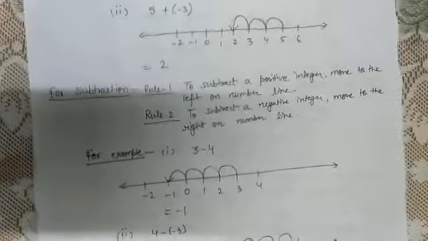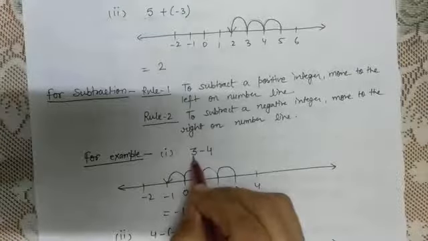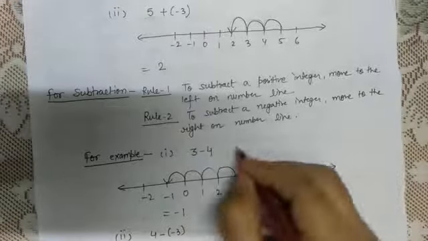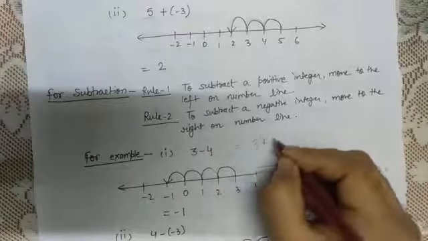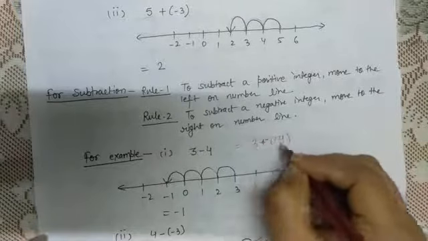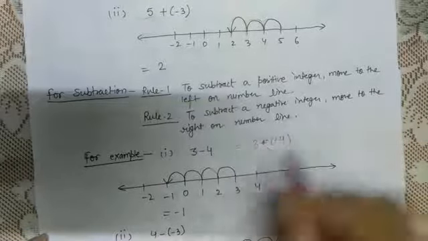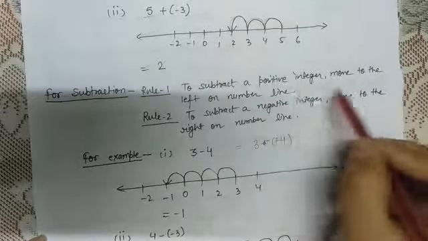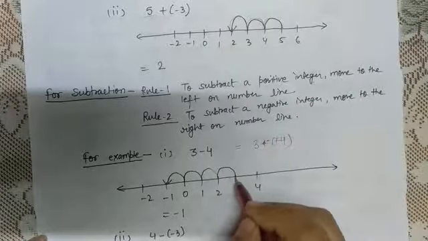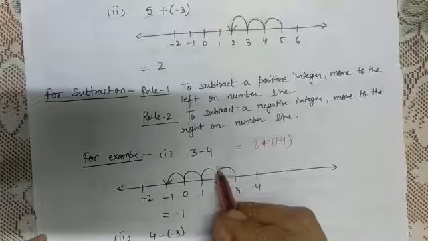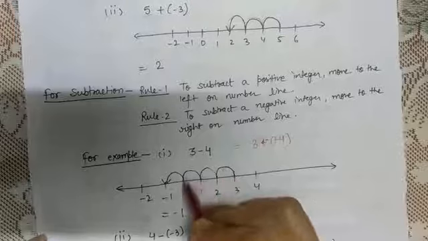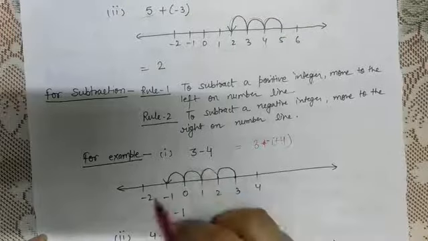So we will see the example. This is the first integer. We have to subtract a positive integer from it. I can write it as 3 minus plus 4. We have to subtract the positive integer. So when we have to subtract the positive integer, we have to move to the left on the number line. This is the first integer we have pointed out. We have to move left side 4 units. So 1, 2, 3 and 4. The 4 units left side.